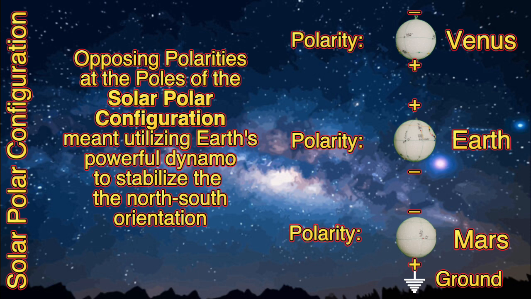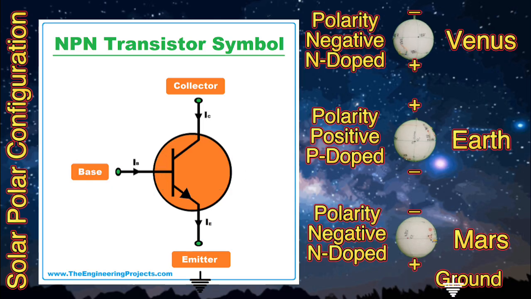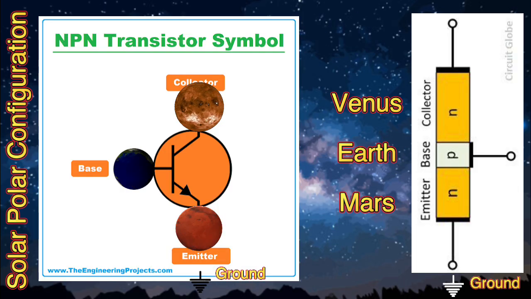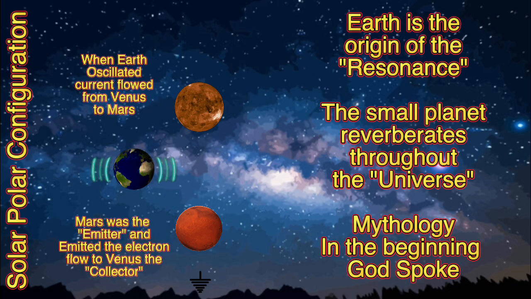I have described the protosolar system period using the term solar polar configuration, which allows us three independent polarities. The circuit in this interplanetary arrangement is called an NPN transistor, which is to say, electrically, each planet had its own charge and rotation north-south, representing an N or negatively doped ground, and Earth was P-doped, representing a positive charge.